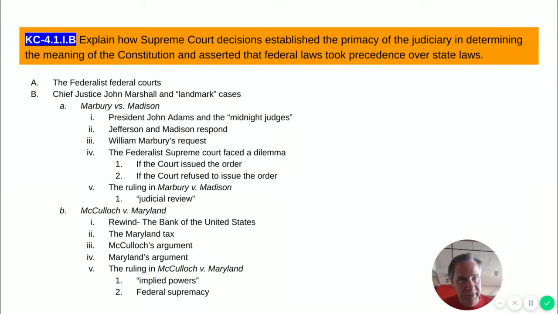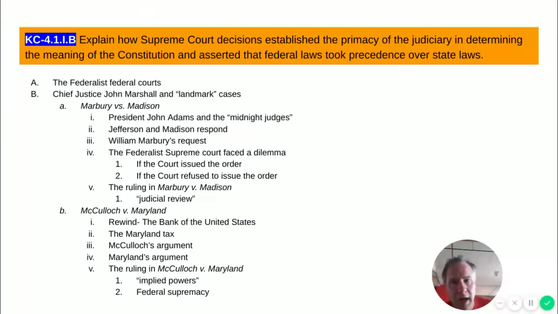Maryland countered with the argument called strict constructionism, which says the Constitution must be read word for word, and nothing in the Constitution says Congress can create a bank. So the Bank of the United States shouldn't exist to begin with. It's not a national government power. Creating banks is a state power.